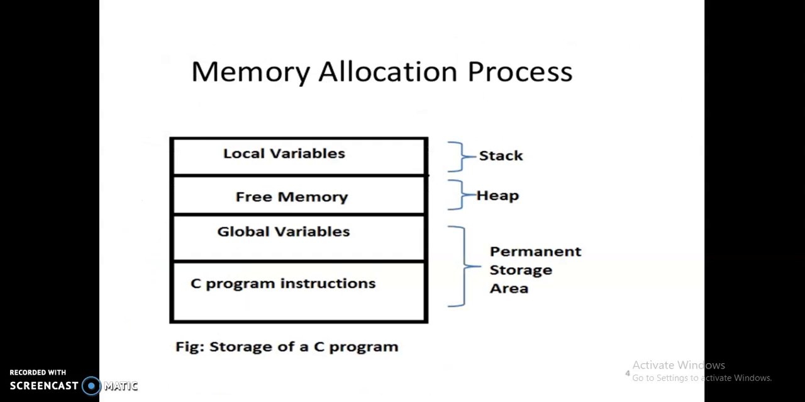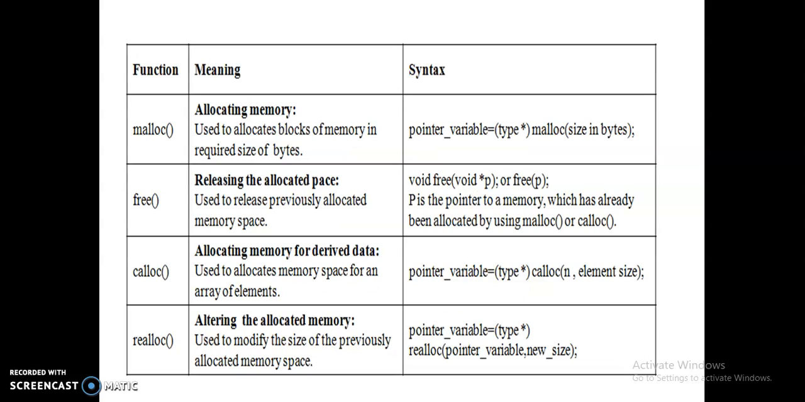In the memory allocation process, the local variables are stored in the stack. Free memory is called the heap. The global variables and C program instructions are stored in the permanent storage area. This is the storage of the C program. If you write a C program, how the variables are stored in memory is given here. The local variables are stored in stack, free memory is in the heap, and global variables and C program instructions are stored in the permanent storage area.